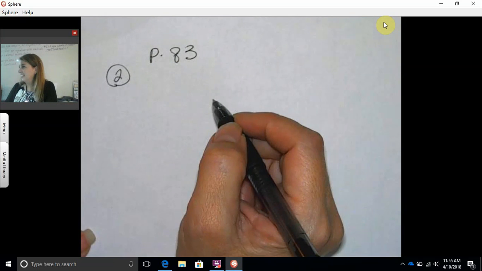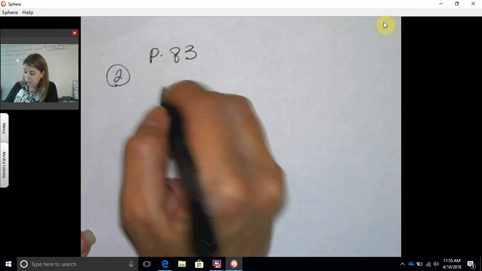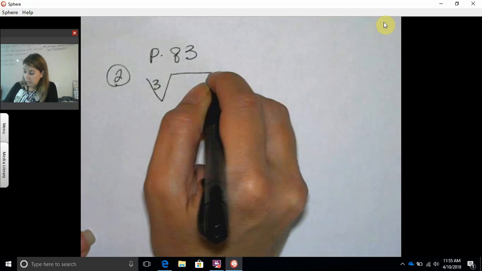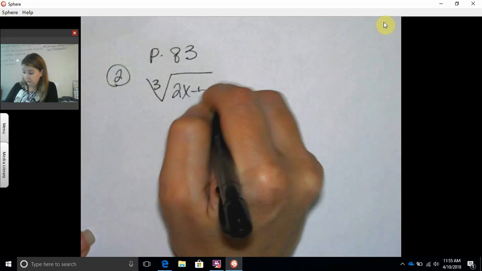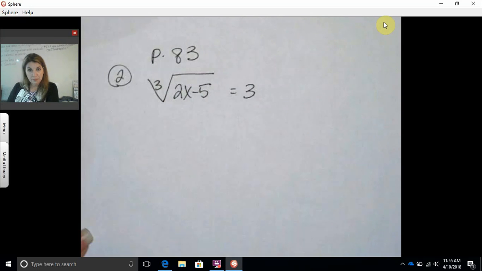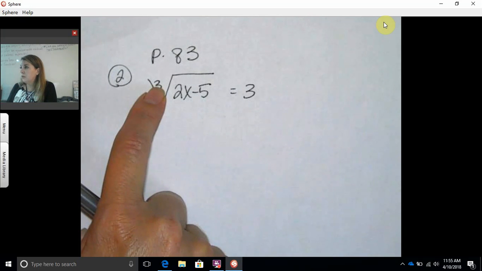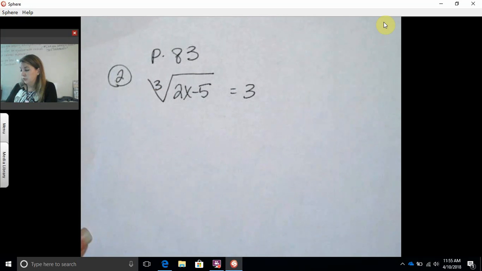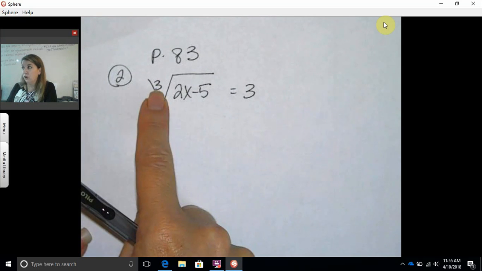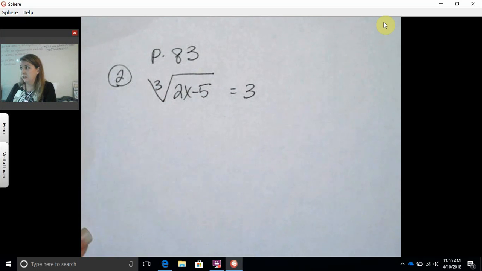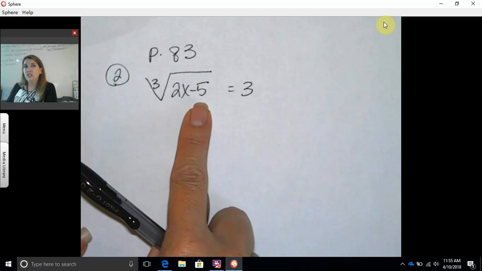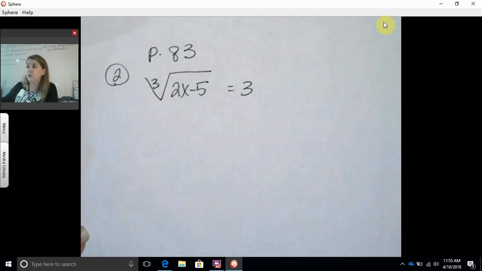Number 2 says the cubed root of 2x minus 5 equals 3. So you know how when we say I have a square root, there's no number written there? If there's no number written there, it's automatically implied it's the square root, meaning 2 of the same factors. If there's a 3 written there, it's looking for 3 of the same factors, okay? We can't take the cubed root of 2x minus 5. So what do you think the inverse of taking the cubed root is?